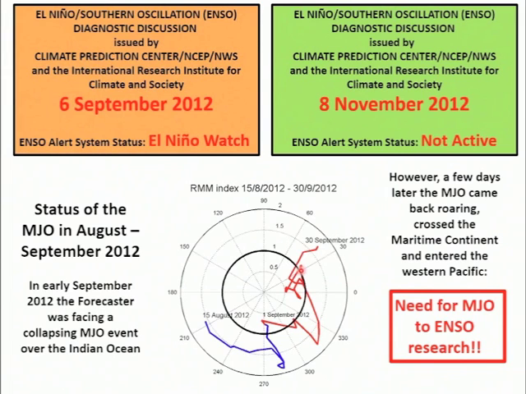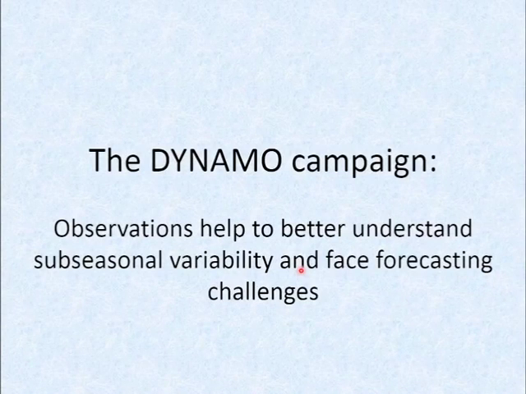So basically, that's another example that there is a lot of need for MJO research. So the DYNAMO campaign. I think we all know that the subseasonal forecast is very important for many reasons, and better observations can help to better understand the physics of subseasonal variability, and of course face the forecasting challenges. And therefore, towards this direction, the DYNAMO campaign was designed and funded by all the relevant agencies.